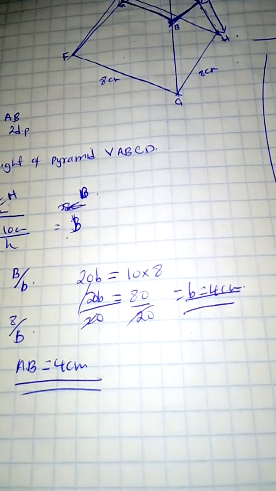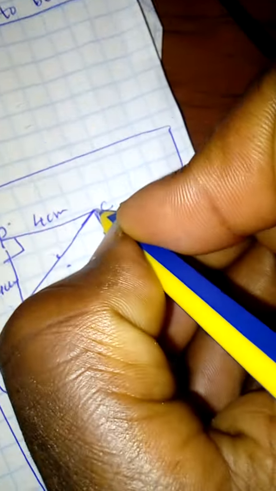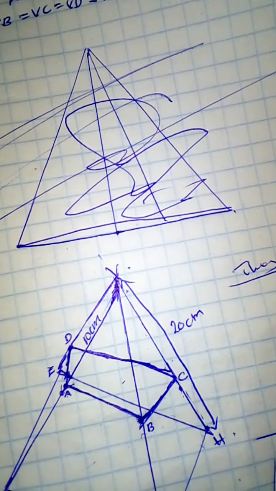Then the next question: find the perpendicular height of the pyramid. Now assume that this is the base of this pyramid. You have this length here from A to C, and this is its base. Now we want a perpendicular height coming from the base here, and when you look here, it makes 90 degrees.